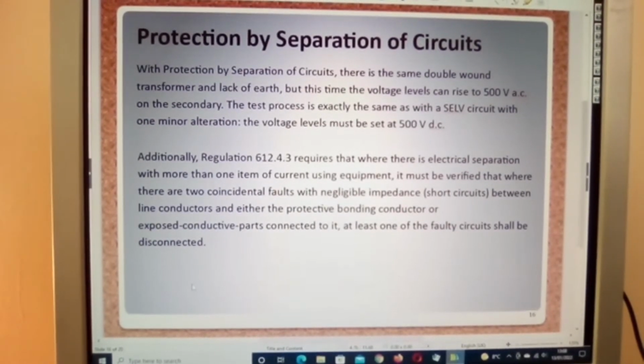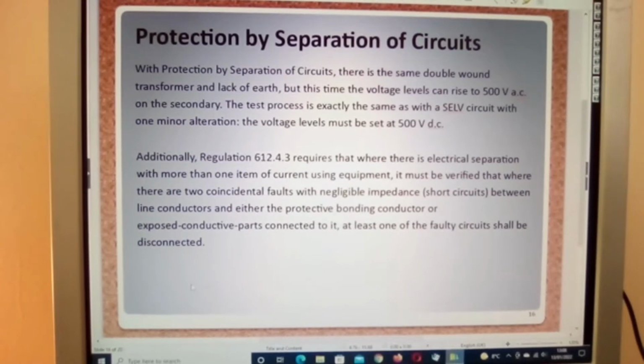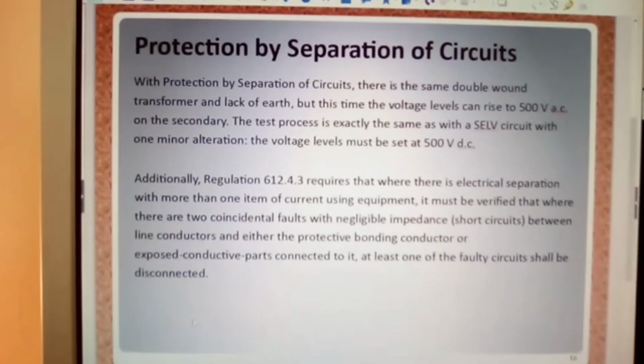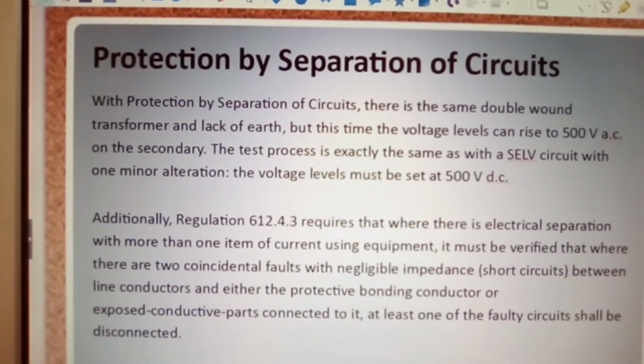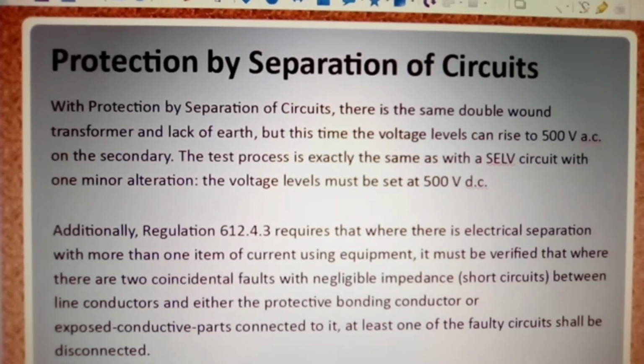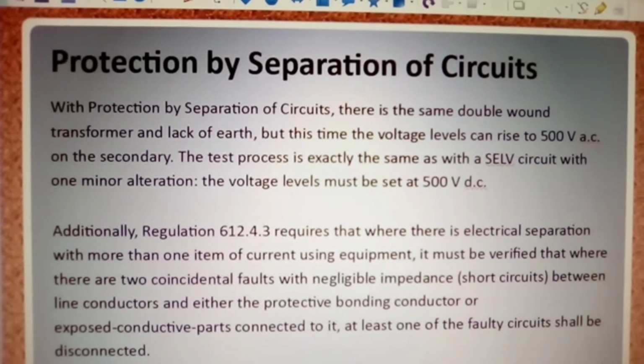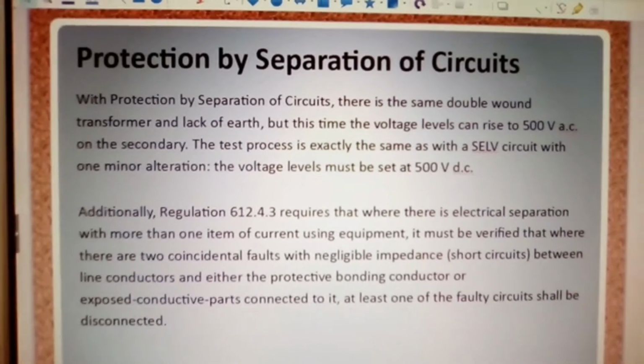And here we're looking at protection by separation of circuits. Now again here, this is for you to read for yourselves. I am not going to read this out to you. You're quite capable of doing this for yourselves, but we'll see how it goes.